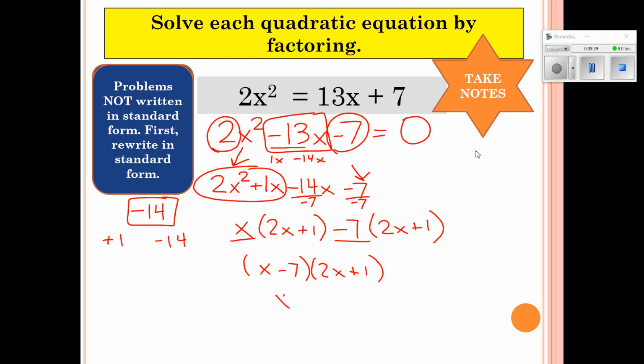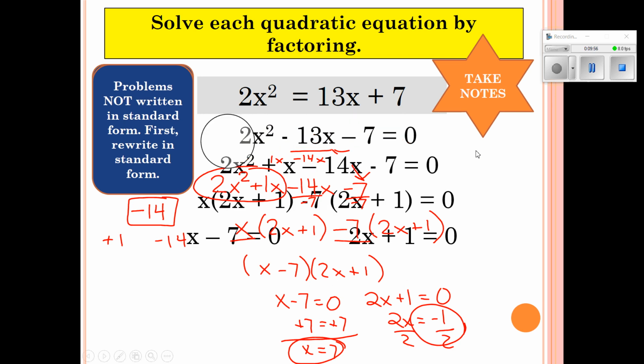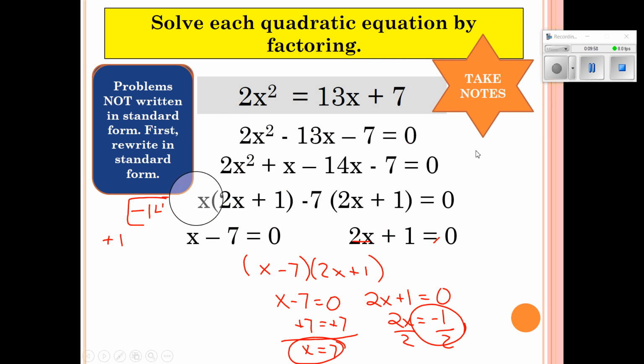Now we're going to set both of them equal to 0. So we know that this one is going to be 7. One of our solutions is 7. And then this one's actually a two-step equation. So we move the 1 to the other side. That would be a negative 1. Then we divide by 2, and so x is actually equal to negative 1/2. So it's going to cross the x-axis at 7 and negative 1/2.